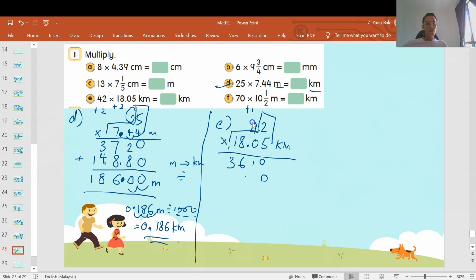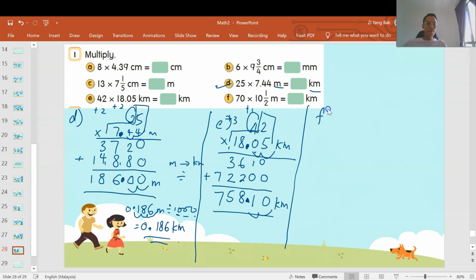Second row start with a 0, use 4. 4, 5, 20. Because next one is 0. 4, 8, 32. 4, 1, 4 plus 3, 7. Plus. 2 decimal places. km. So you write 758.1 km.